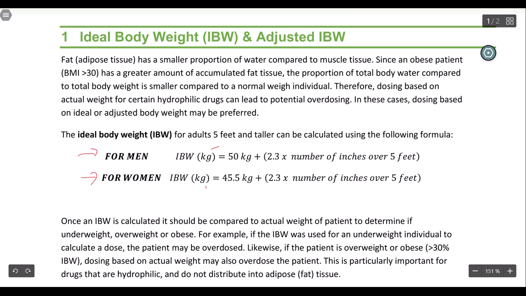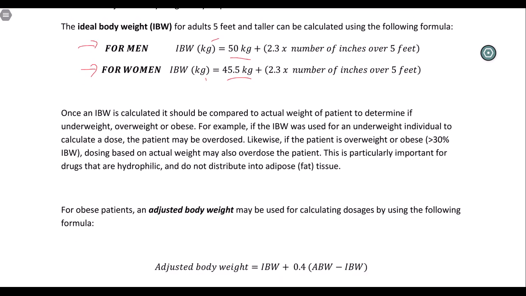The difference is that you will have a different number that you're adding in the beginning. So you need the number of inches that are over 4 feet. You multiply that by 2.3 and you add either 50 for men or 45.5 for females. Once it's calculated, you could compare it to their actual weight and see if they're underweight, overweight, or obese.